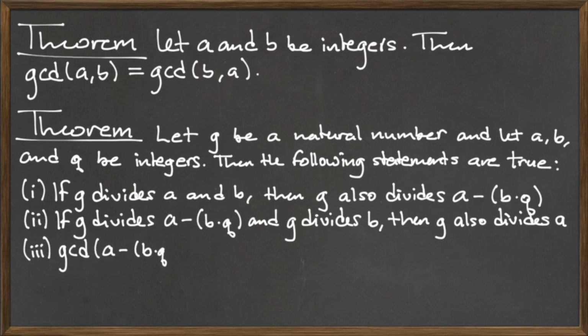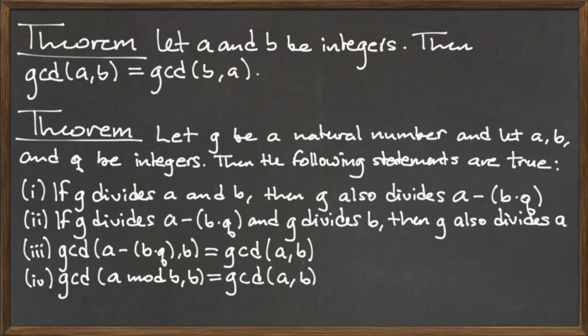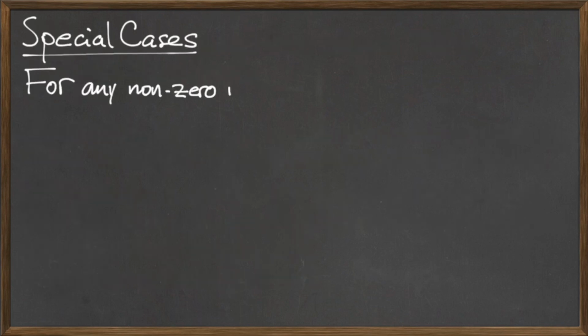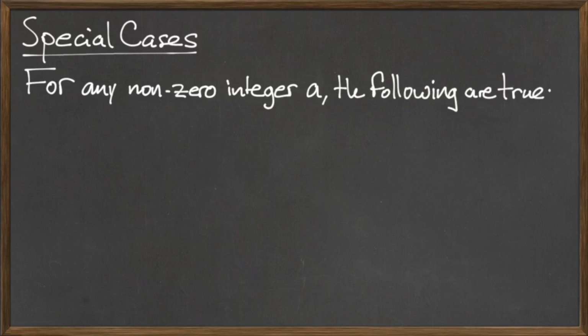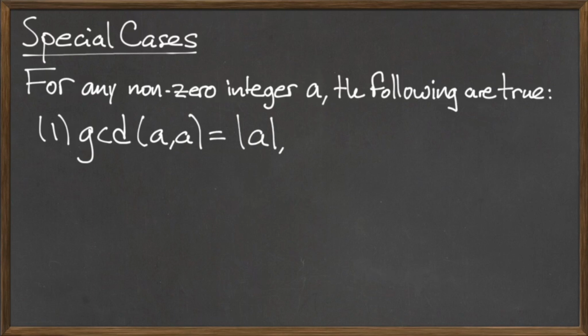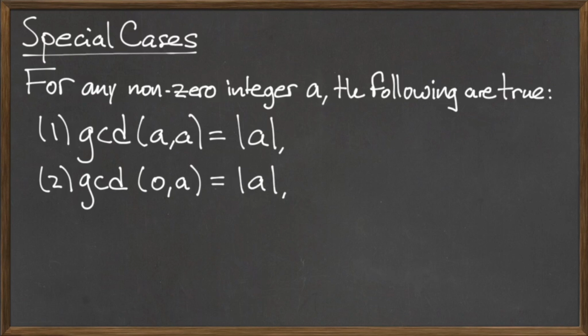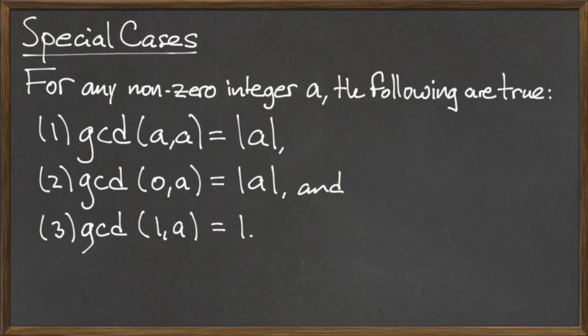Statement 3. The GCD of a minus the quantity b times q and b is equal to the GCD of a and b. Statement 4. The GCD of a mod b and b is equal to the GCD of a and b. There are three special cases to consider. For any non-zero integer a, the following statements are true. The first is that the GCD of a and a is equal to the absolute value of a. The second is that the GCD of 0 and a is equal to the absolute value of a. And the third is that the GCD of 1 and a is equal to 1.